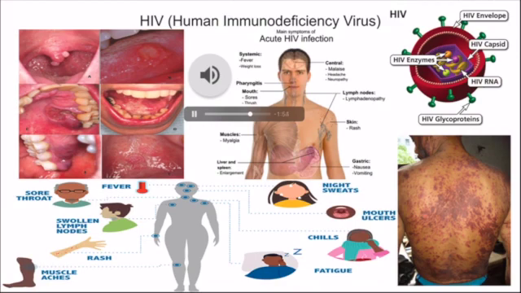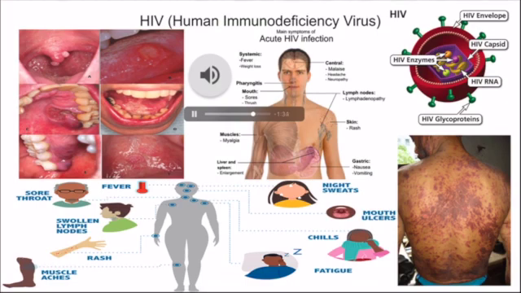Stage 2 is clinical latency or chronic HIV infection, and that is when the virus multiplies at slow levels. And the last stage, stage 3, is AIDS, which is acquired immunodeficiency syndrome.